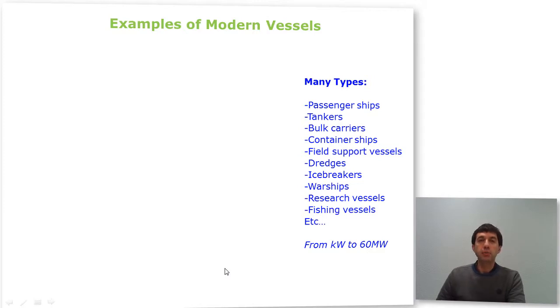So there are many examples of modern vessels. We can find many types of different ships or vessels nowadays. We can find passenger ships, tankers, bulk carriers, container ships, field support vessels, dredgers, icebreakers, and so on. The power of these vessels can range from some kilowatts up to a quite considerably high power of 50, 60 or even more megawatts.